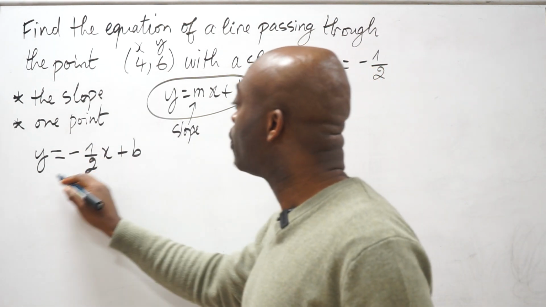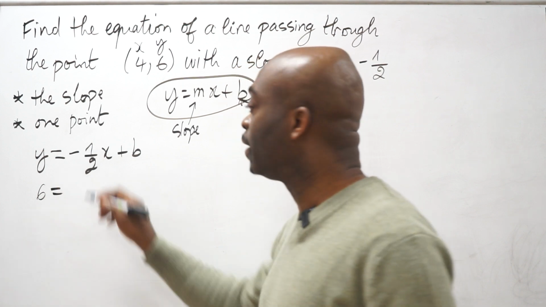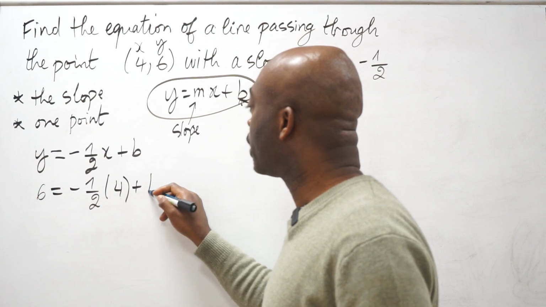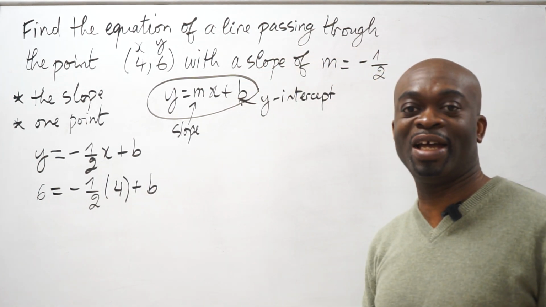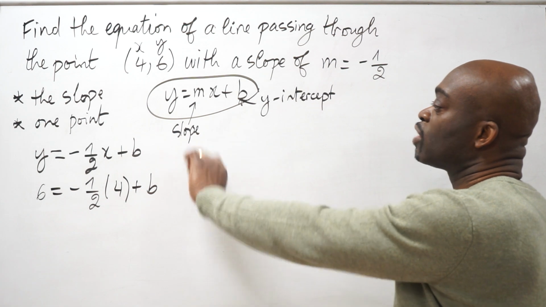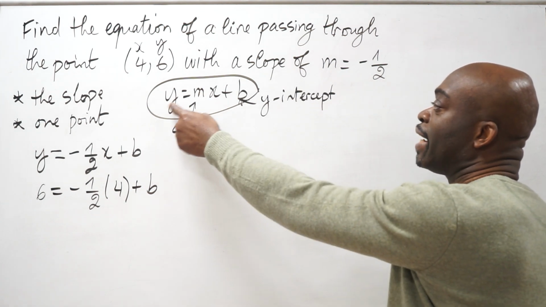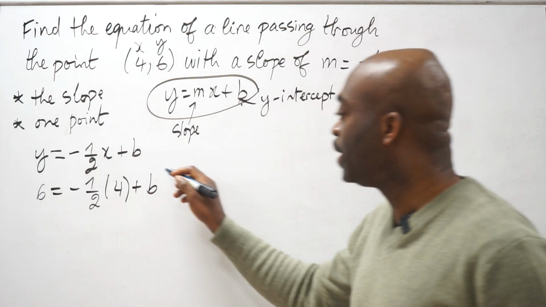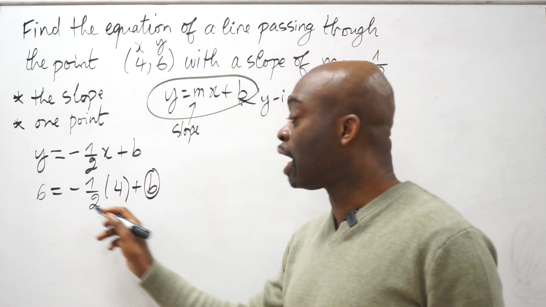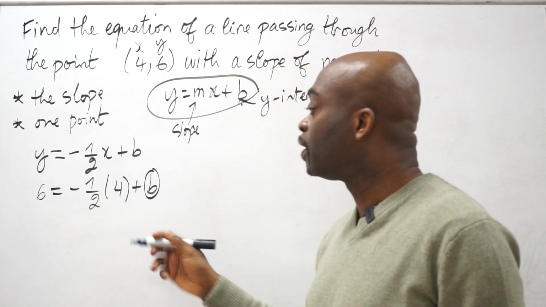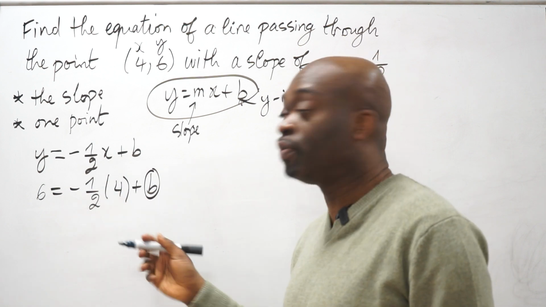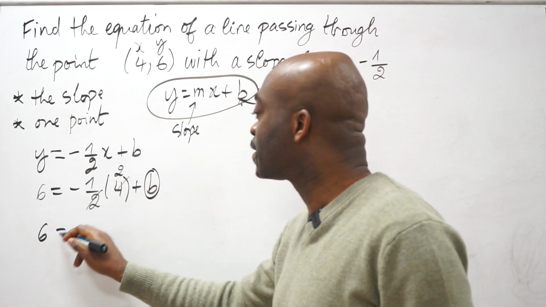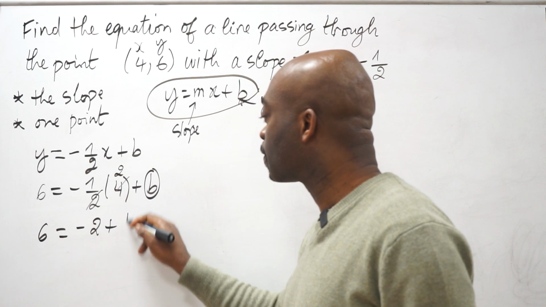So what is y, which is 6, equals negative 1/2, and then x is 4. What are we looking for? b. So what we do with this equation is take the slope, plug that in, and then take the x and the y, because that's the point given to us. b is your target. So what operation do we have to do? Negative 1/2 times 4. Negative 1/2 of 4 is -2, because it's just 4 divided by 2, which is 2. So you end up with 6 equals -2 plus b.